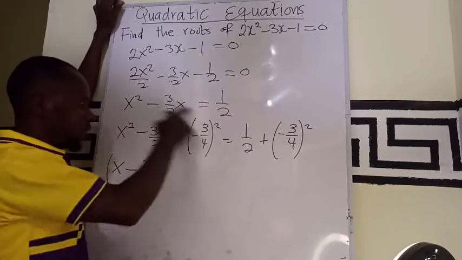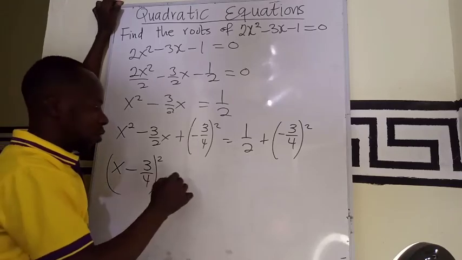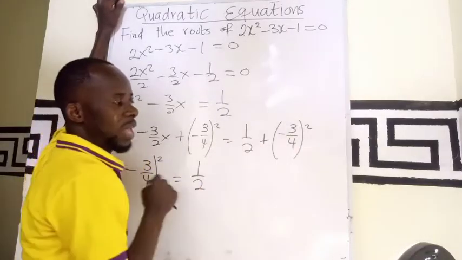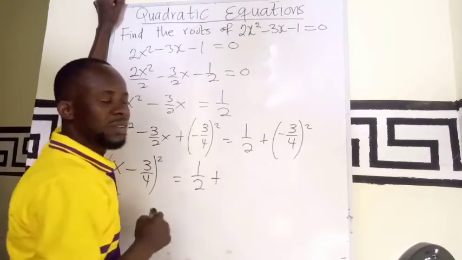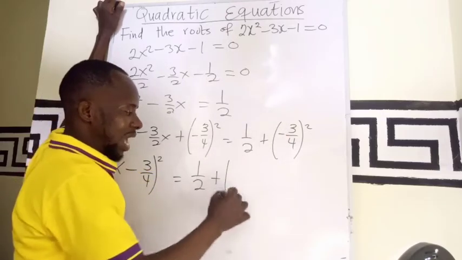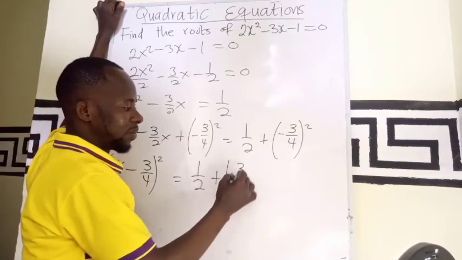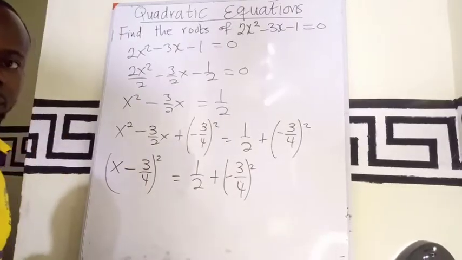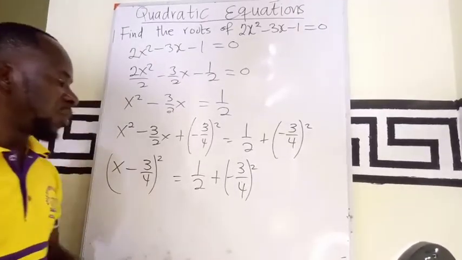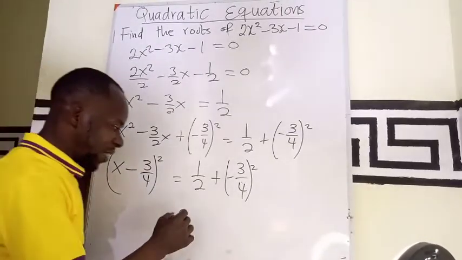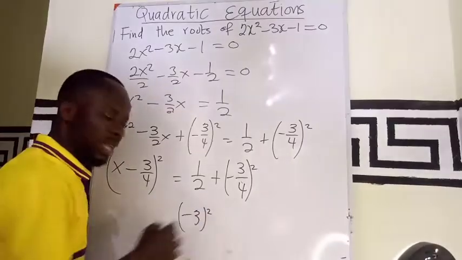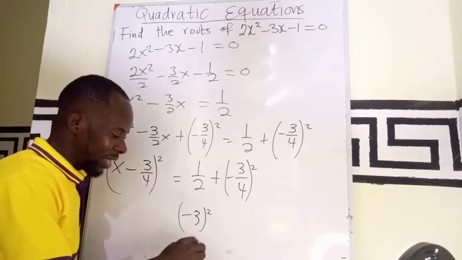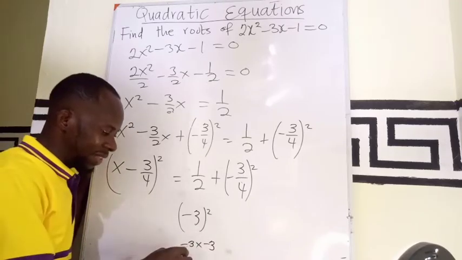So the whole of this bracket becomes equal to 1 over 2 if I perform the square of this. So I'm going to have plus, and we can still have it to be minus 3 on 4 all squared. Alright, so if you have it all squared like this, don't forget, if I have minus 3 all squared, this simply means that the minus 3 is multiplying itself. So minus 3 times minus 3.